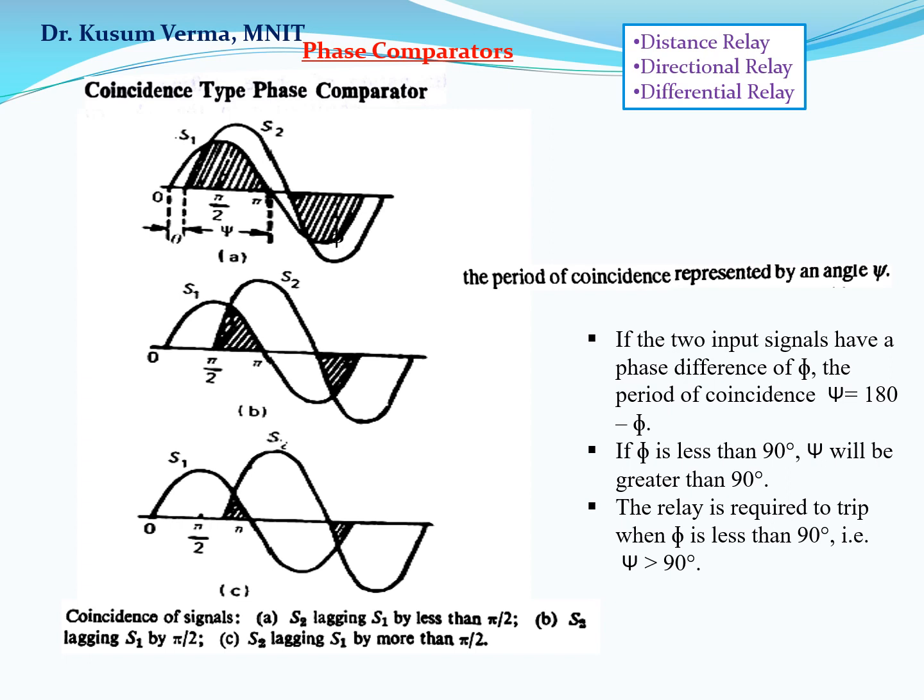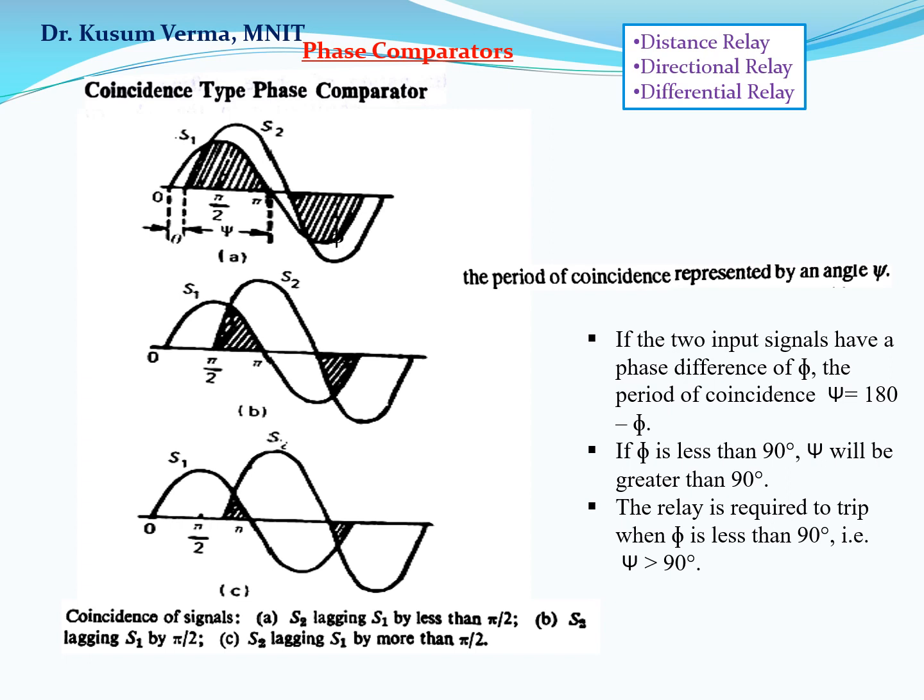Phase comparison technique is the most widely used for all practical directional, distance and differential relays. Considering two input sinusoidal signals S1 and S2, the period of coincidence of S1 and S2 will depend on the phase difference between these two inputs. The figure illustrates the coincidence of signals for different phase relationships. As shown in figure A, S2 is lagging S1 by less than 90 degrees. In B, S2 is lagging S1 by 90 degrees. In figure C, S2 is lagging S1 by more than 90 degrees.